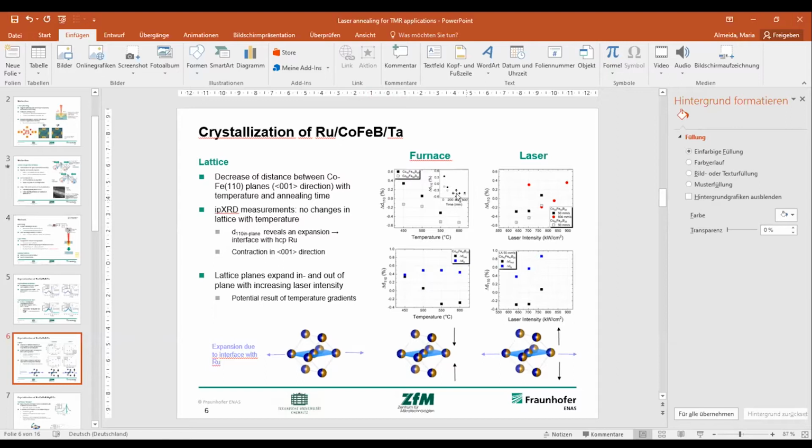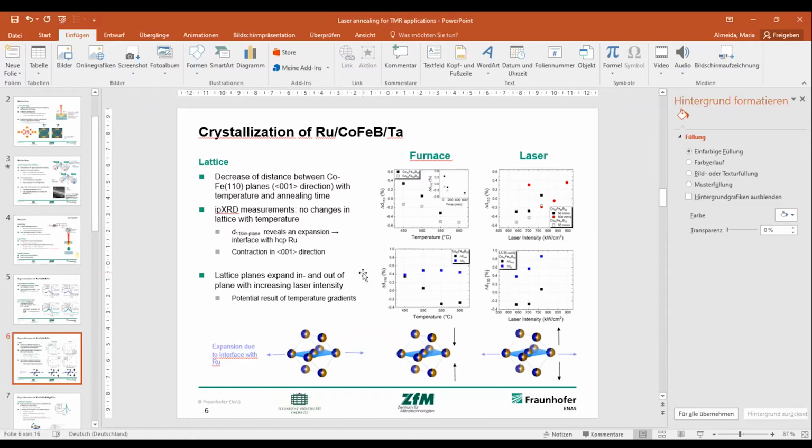And what we realized is that the distance between the lattice planes measured with the XRD were actually evolving very differently with temperature or with laser intensity. So in the case of the furnace annealing, we see that we have a decrease in the distance between the planes, between the out-of-plane planes.